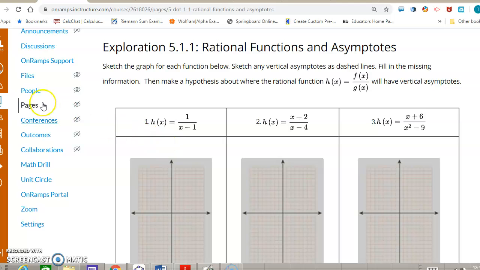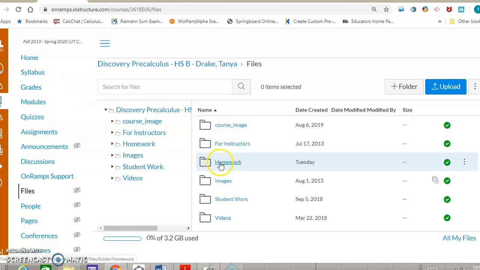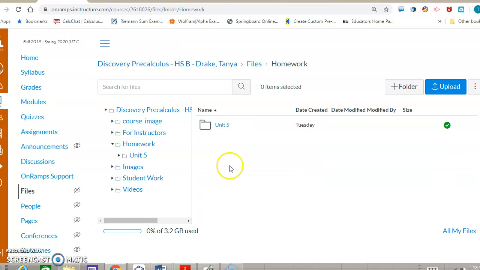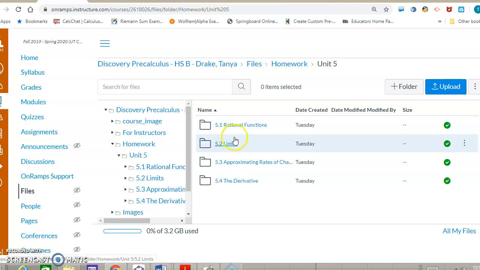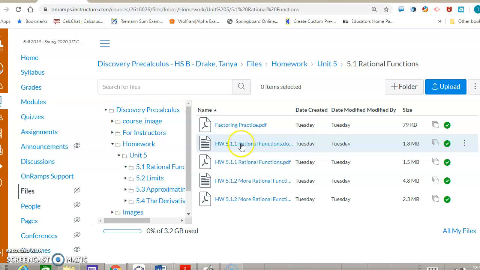The homework, if you will click on Files and go to Homework, you can click on it here or here. We want to look at Unit 5 and 5.1. Alright, so if you look at 5.1, several things come up, 5.11 and 5.12. We're going to look at 5.11 this week.